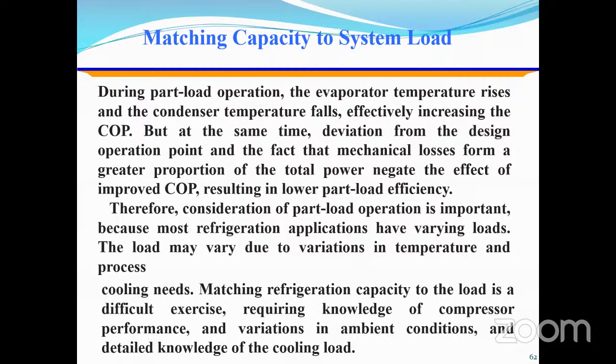Cooling needs. Matching refrigeration capacity to the load is a difficult exercise, requiring knowledge of compressor performance and variations in the ambient conditions, and a detailed knowledge of cooling loads. This again is linked to the energy efficiency. Whenever the ambient temperature increases, accordingly, the chiller operation can be controlled.